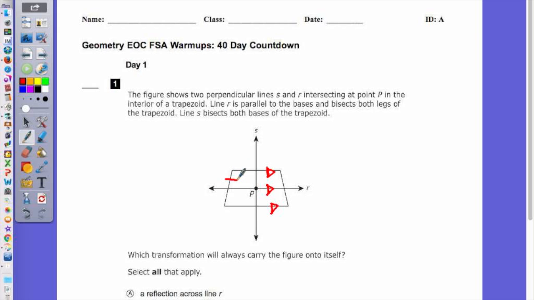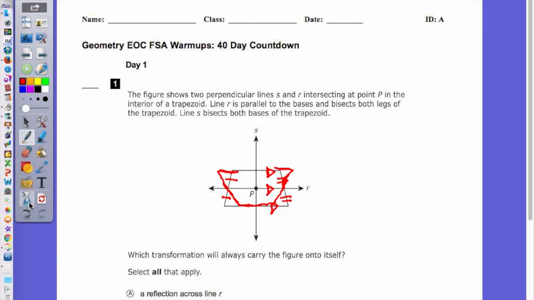Yeah. It says it bisects both of the legs. That means that part is going to be equal to that part, and that's congruent to that. But I think you can see if I reflect it on line R, then this point that's wider is going to be sticking up like that. Correct? So that's not going to map onto itself. Basically, what you're saying is R would not be a line of symmetry for this figure, correct? If you reflect anything over a line of symmetry, it's going to map onto itself.